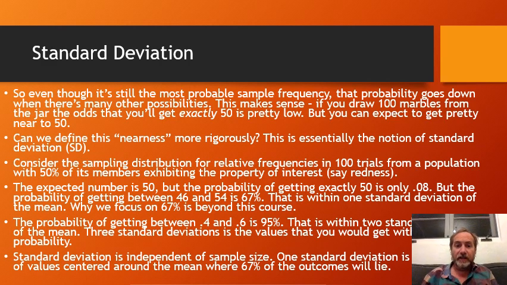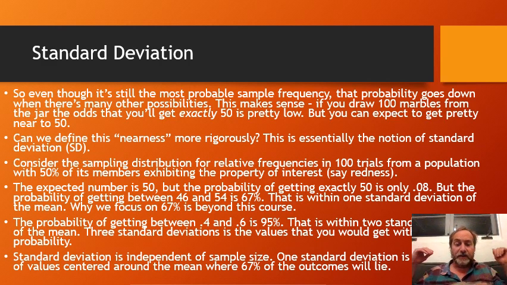So consider the sampling distribution, and we're over 50 minutes now. I apologize, but I have 4 more slides. The distribution for relative frequencies in 100 trials, from a population with 50% of its members exhibiting the property of interest. The expected number is 50 in 100 trials, but the probability of getting exactly 50 is only 0.08. However, the probability of getting somewhere between 46 and 54 is 67%. Now that's a much healthier probability.